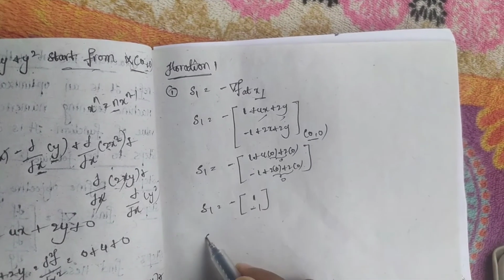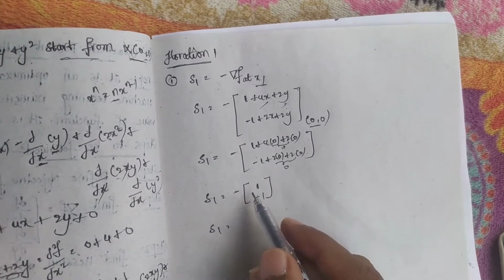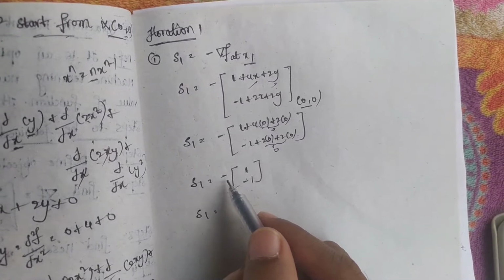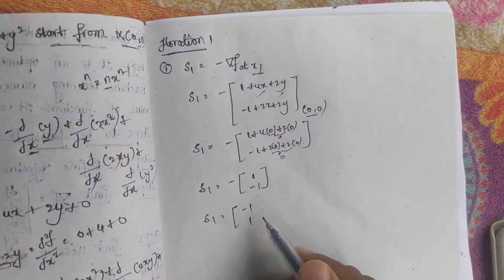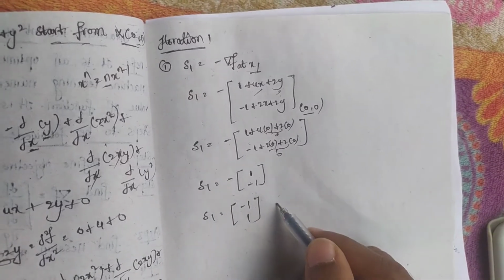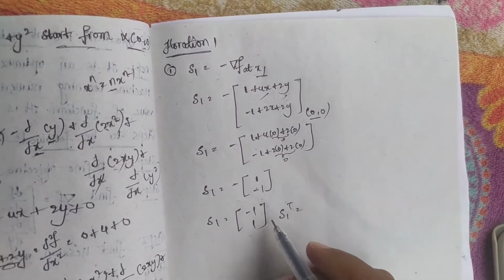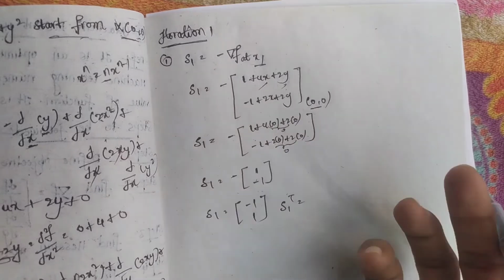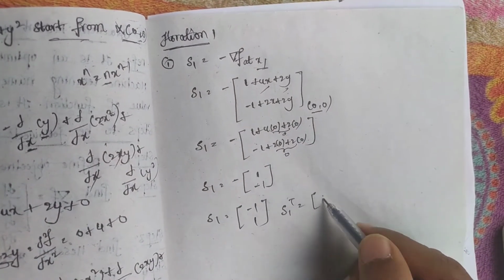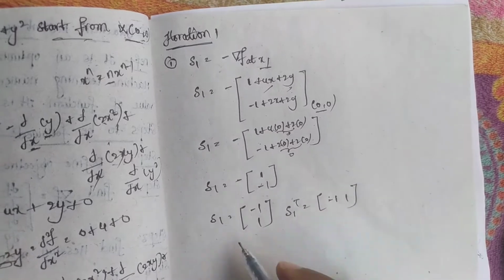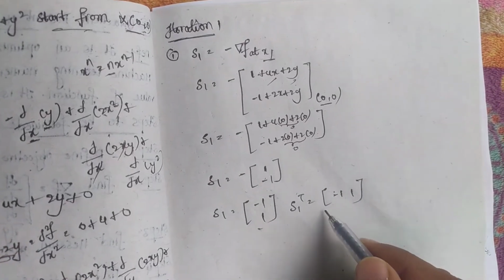That means S1 equals to, by multiplying with minus, we get the value minus 1, 1. S1 transpose means this will change in the other direction, that is minus 1, 1 like this. S1 is a column, S1 transpose is a row.